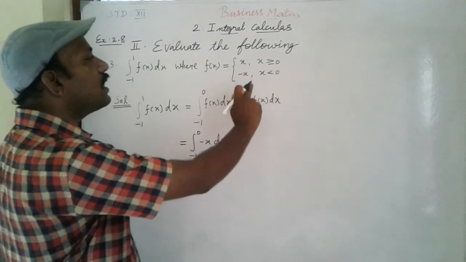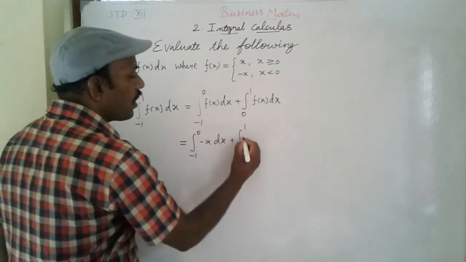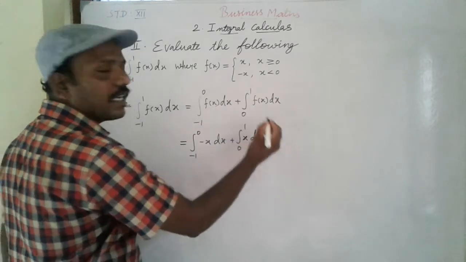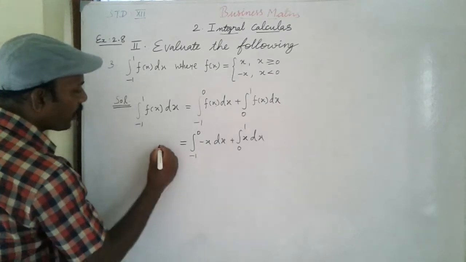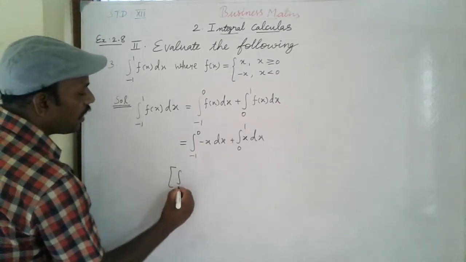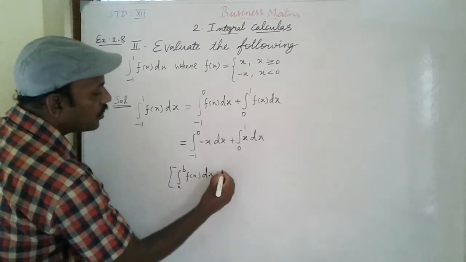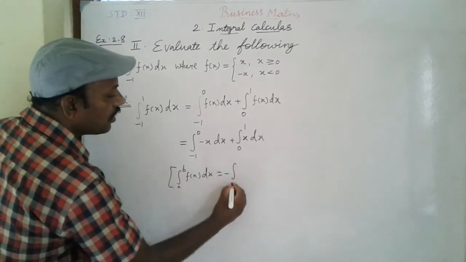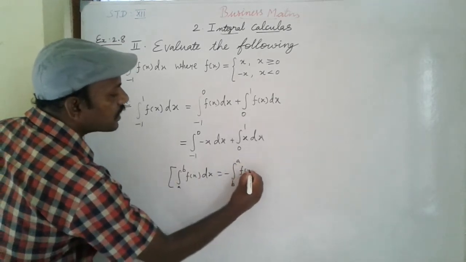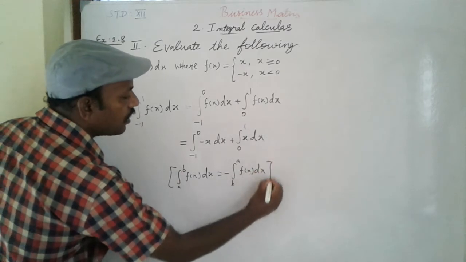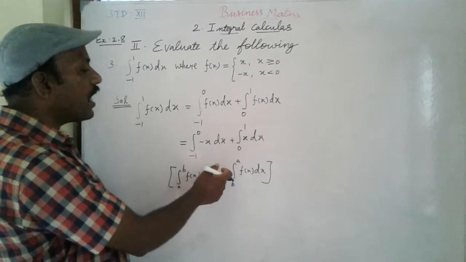Here x is greater than or equal to 0, so what is f of x? It is x dx. Now we should know the formula: the integral from a to b of f of x dx equals minus the integral with the limits interchanged, b to a, of f of x dx. So when we interchange the limits, we get a minus sign.